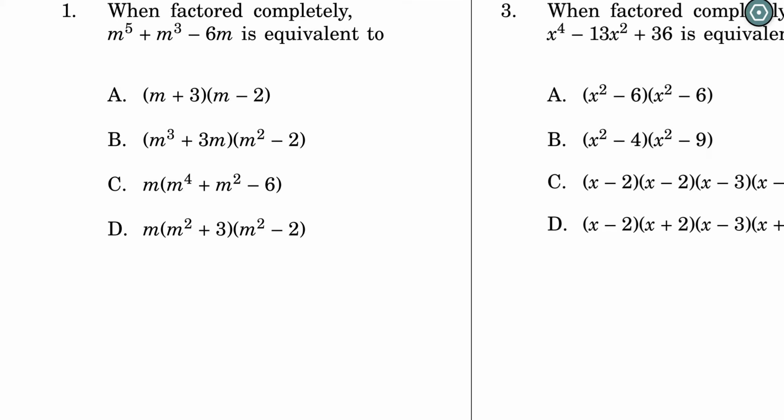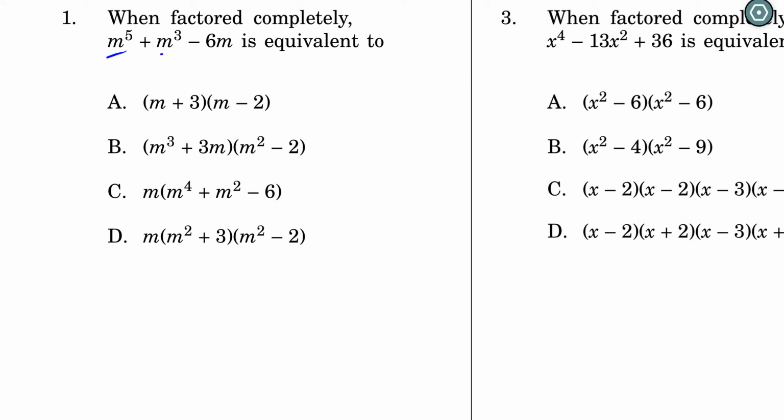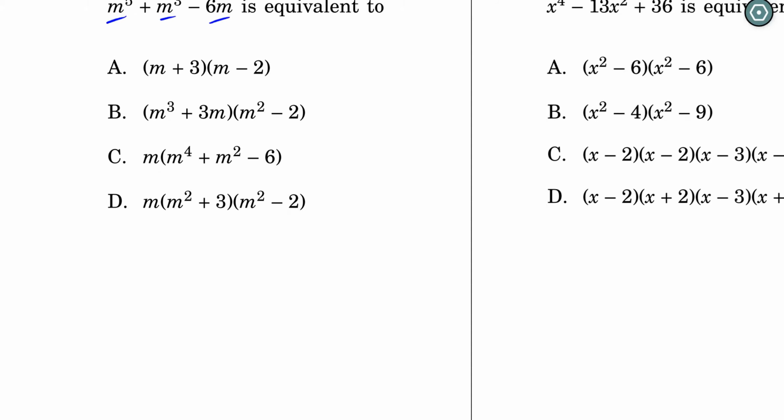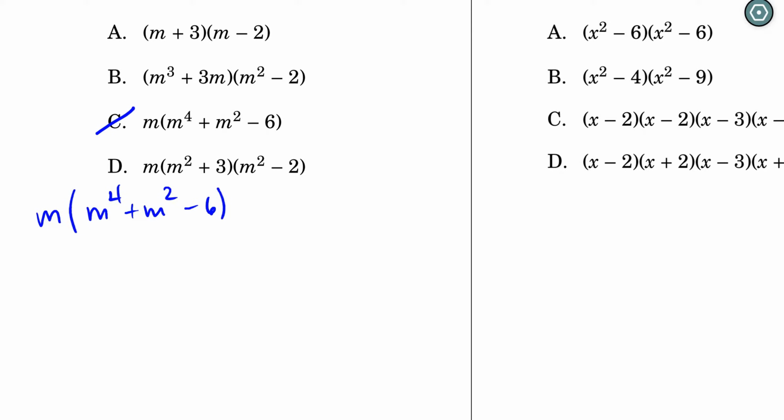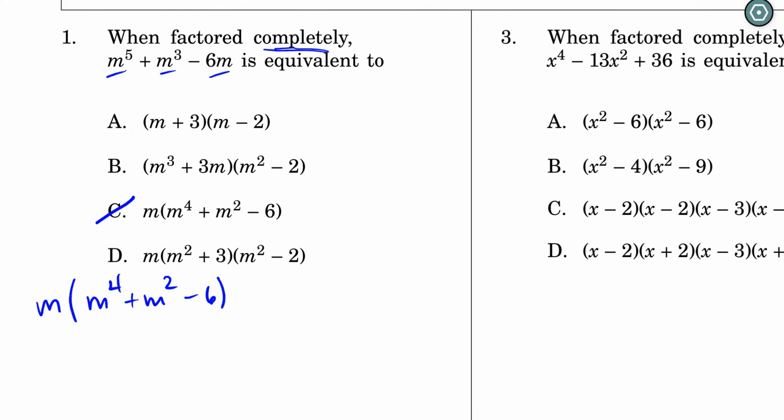So for number one, the first thing that I notice is there is a GCF. So the GCF is m. So I'm left with m to the fourth power plus m to the second power minus 6. And if you notice, that is a choice, and I saw a lot of you in class actually chose C, but C is not my answer, because it does say factor completely.